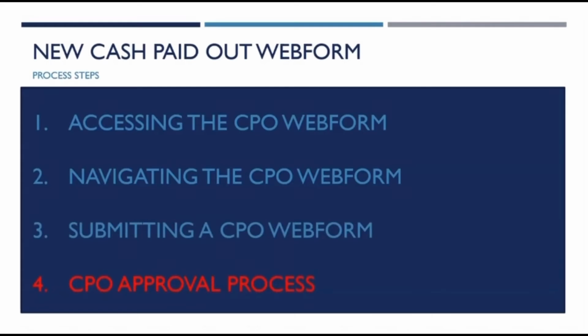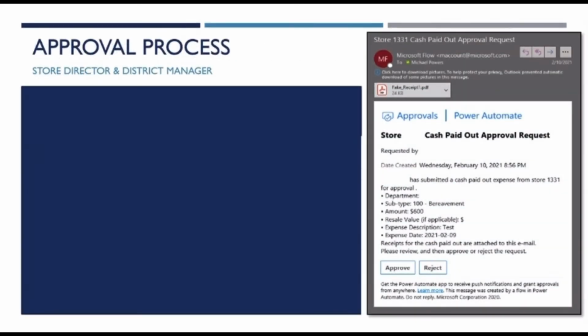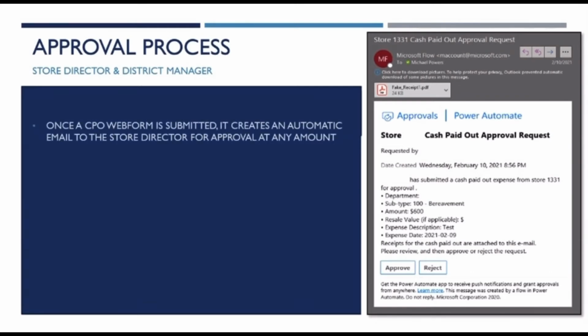Cash paid out approval process. Along with the new cash paid out web form comes an automatic approval process. So once a web form is submitted, it creates an automatic email that gets sent to the store director for approval, and that happens at any dollar amount. The store director can approve or reject the cash paid out submission through that email.